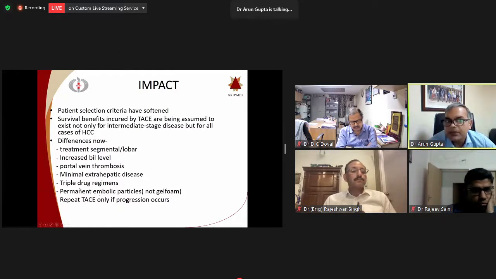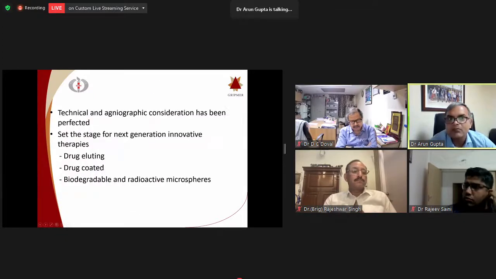With partial portal vein thrombosis, previously combination therapies of triple drugs were used. Now only doxorubicin is the sole therapy in most of the centers. And repeat TACE is done only if progression is seen. So basically, after this long history of TACE, we know the hepatic angiographic anatomy far better, to go deeper into the artery and do better TACE. And this has set the stage for new therapies like drug-eluting beads, drug-coated beads, which we have discussed, and also the biodegradable and radioactive microspheres.